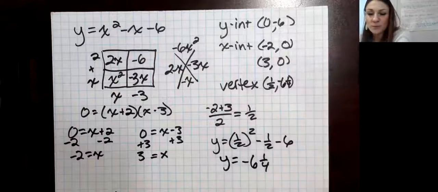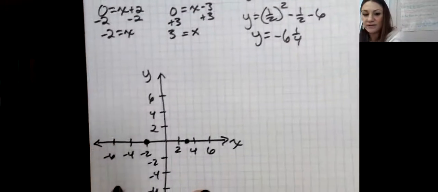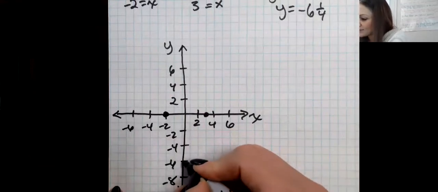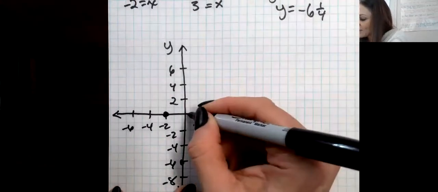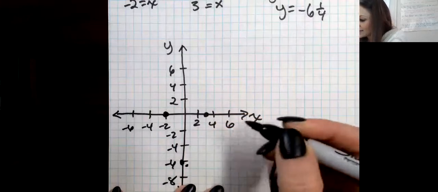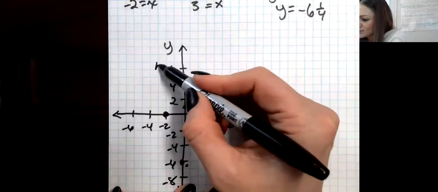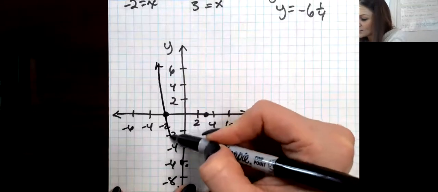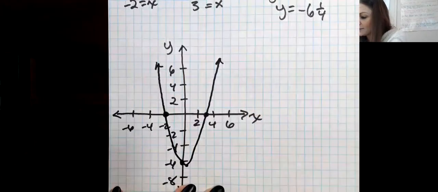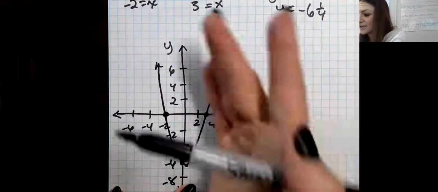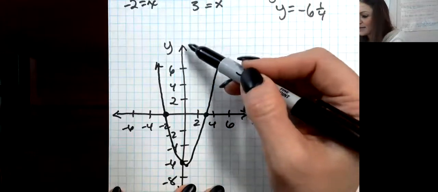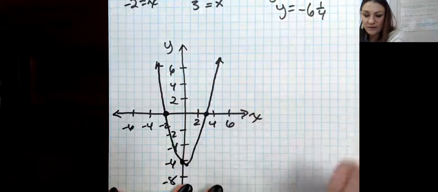Now I have these 4 points. I can draw a nice sketch of this parabola. We said that the y-intercept was (0, -6), and then the vertex was (1/2, -6 1/4). I'm not going to use a straight edge because this is a curve. It's non-linear, right? And I'm making sure that it's symmetrical. I'm extending the line as far as possible, and that line of symmetry goes through the vertex.